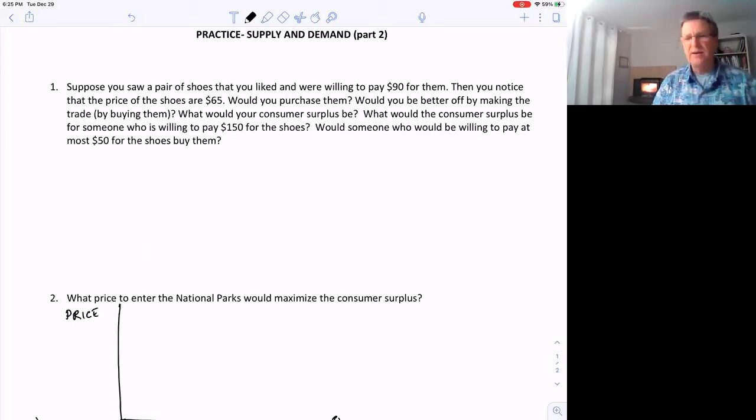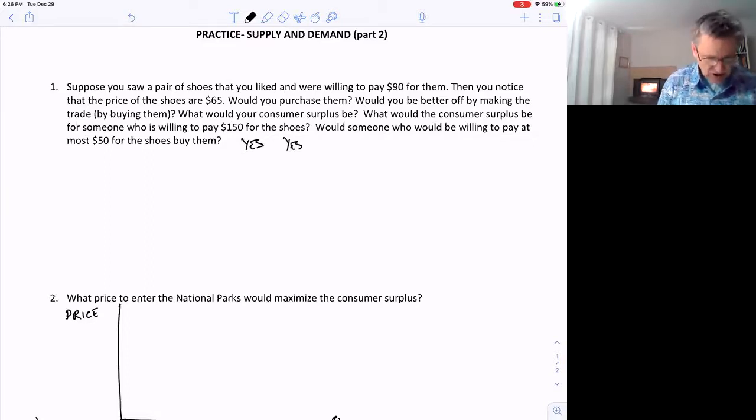If you're willing to purchase them for $90 and they're only $65, that's great. Yes, you would buy them. Would you be better off by buying them? Yes, you would. You're trading something and you're getting something more than you're giving up. It has more value to you than you're paying for it. So yes, you would actually be better off by doing this.